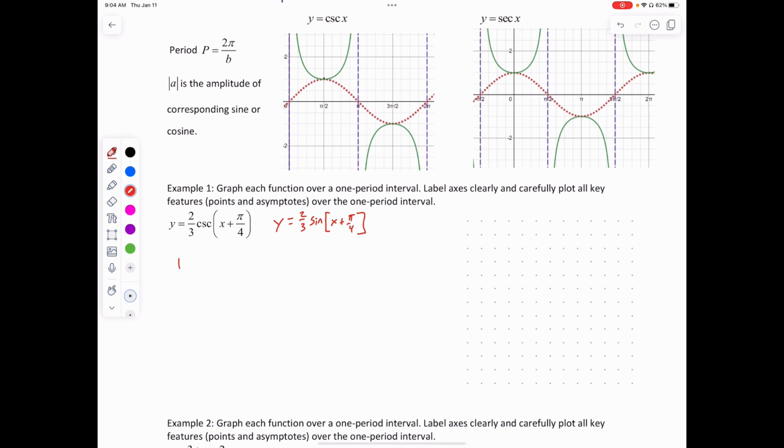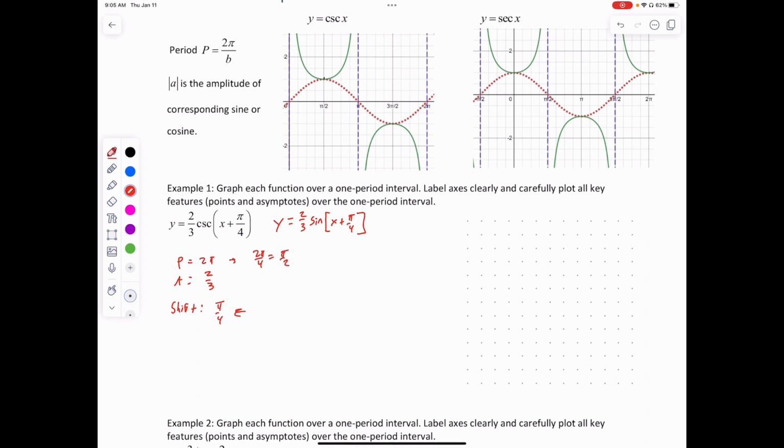So for sine, it looks like we've got a period of just 2 pi, because b is just 1 in this problem. We've got an amplitude of 2/3. All of this stuff applies to the sine graph, right? We're graphing sine right now. We've got a shift of pi over 4 to the left. And because our period is 2 pi, we're going to be counting by 2 pi divided by 4, which is pi over 2.